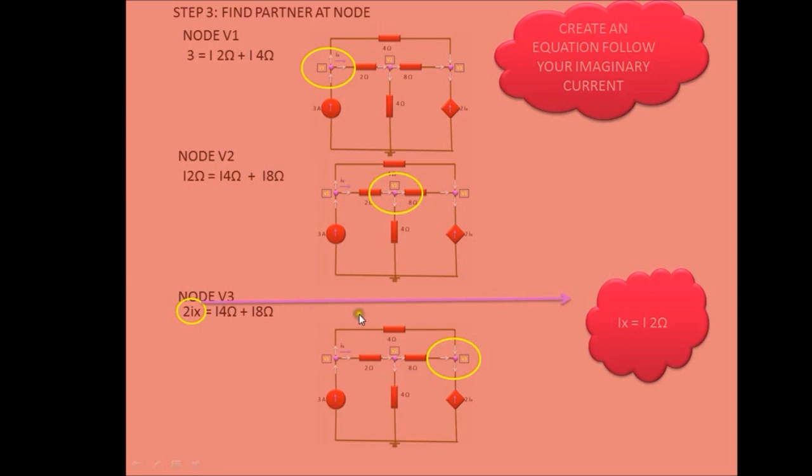And you can see the image of the circuit and how we get the equation. That's the direction of Ix. That's why Ix is equal to I2 ohm. Okay, next.